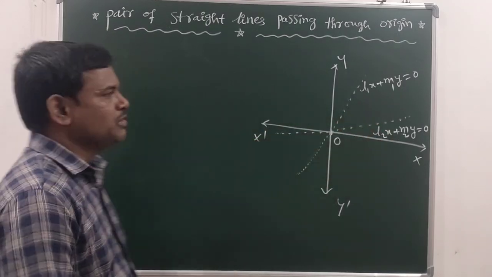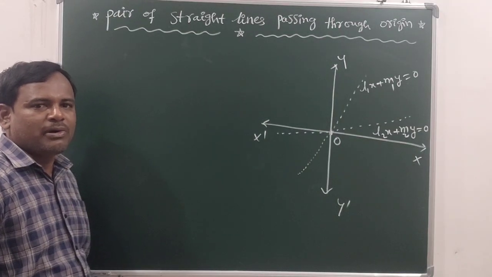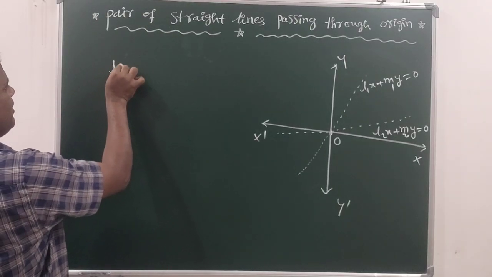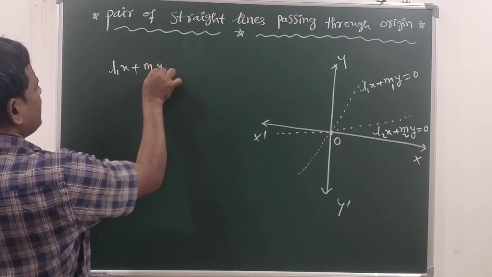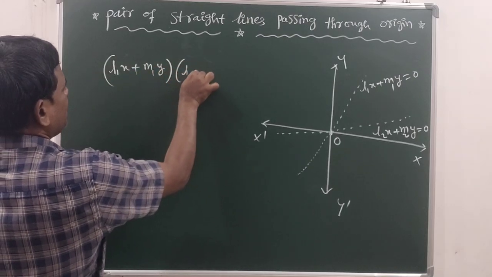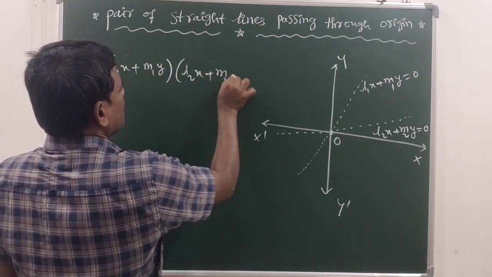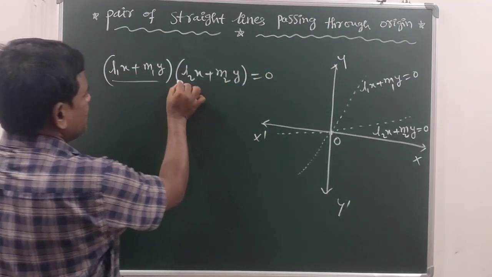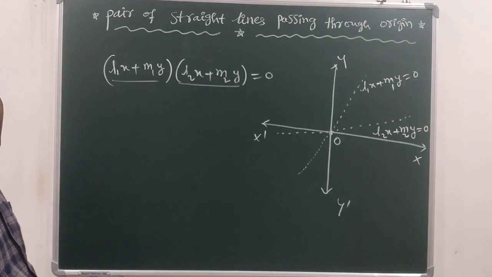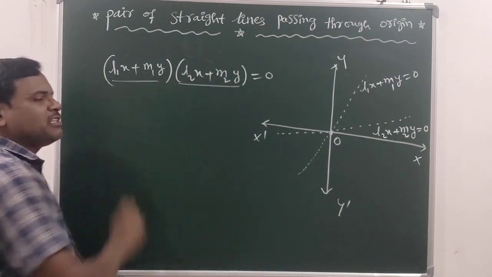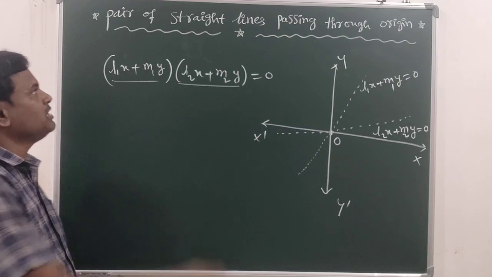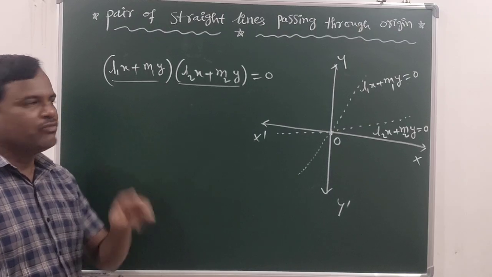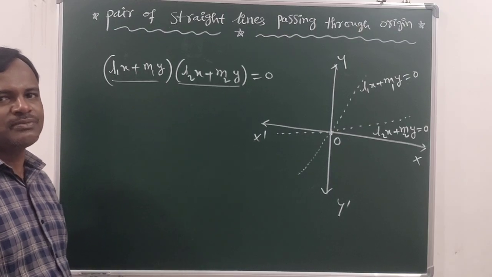Now take the product of these two, because we are going to write the combined equation of these two. See, L1x plus M1y into L2x plus M2y equal to 0. So this is one line equation and this is one more line equation. By taking the product of these two, we get the combined equation, which is known as the equation of a pair of straight lines. Pair means it constitutes two line equations.